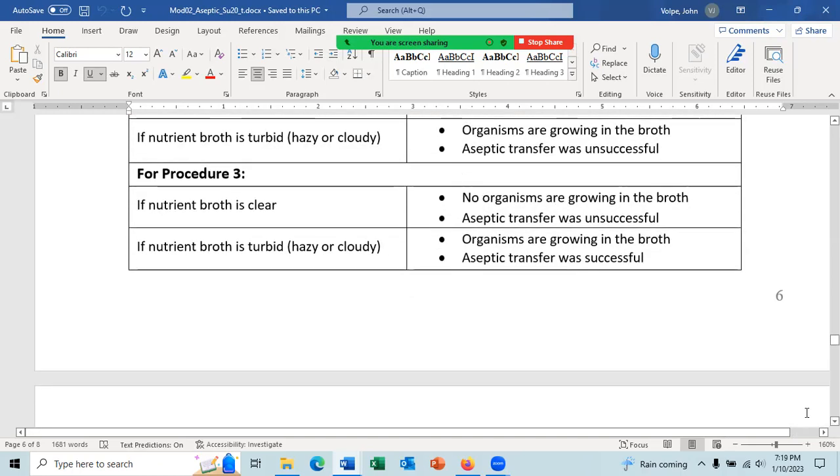For procedure 3, if the nutrient broth is clear, no organisms are growing in the broth, and aseptic transfer was unsuccessful. Because if you remember, in procedure 3, you are inoculating the broth with Serratia marcescens. So we expect Serratia marcescens to grow in the tube. If the nutrient broth is turbid, hazy, or cloudy, organisms are growing in the broth, and aseptic transfer was successful.